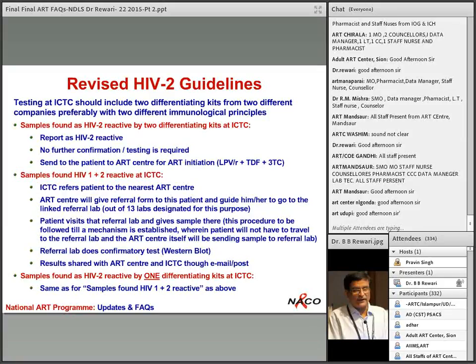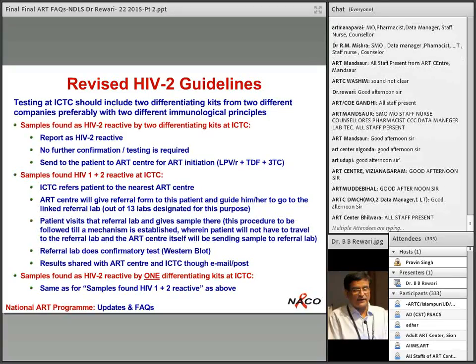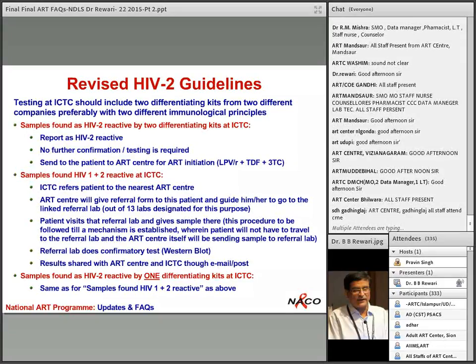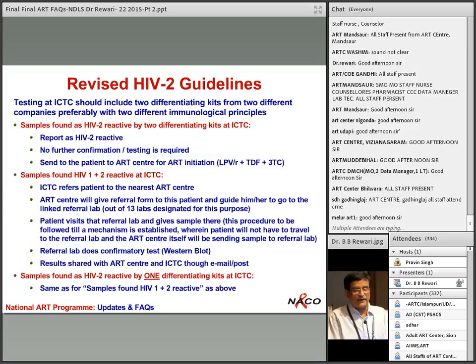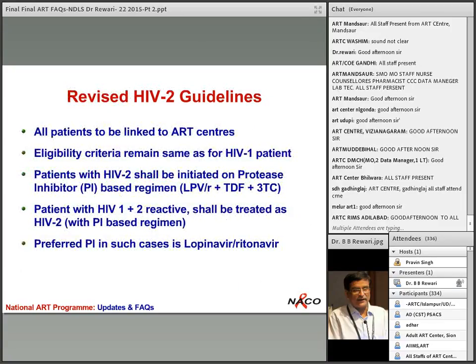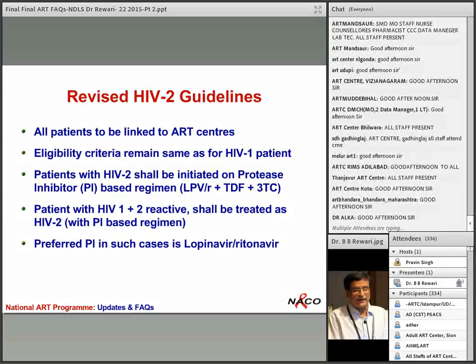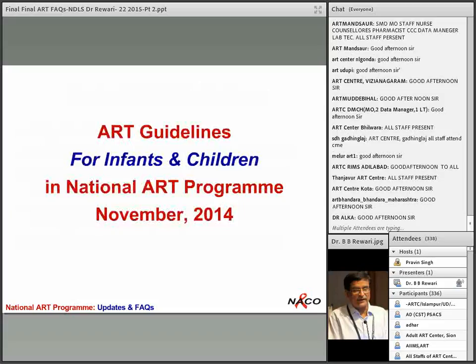This is slightly different from the office memorandum because we are still establishing a mechanism for sample transport. So presently the patient will have to travel, and once that mechanism is established whereby the sample will be transported from ART to these referral labs, then the patient will not have to travel. But as of now, the patient will have to travel to the referral lab from the ART center. The referral lab will do a confirmatory test and share the result. All patients who are HIV 2 or HIV 1 and 2 reactive will be treated with a PI based regimen, as I said earlier, tenofovir, lamivudine, lopinavir boosted with ritonavir.